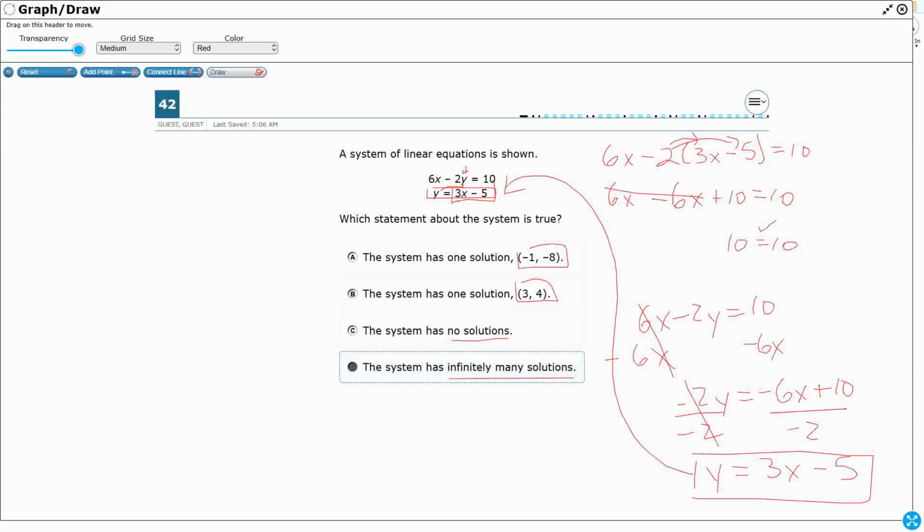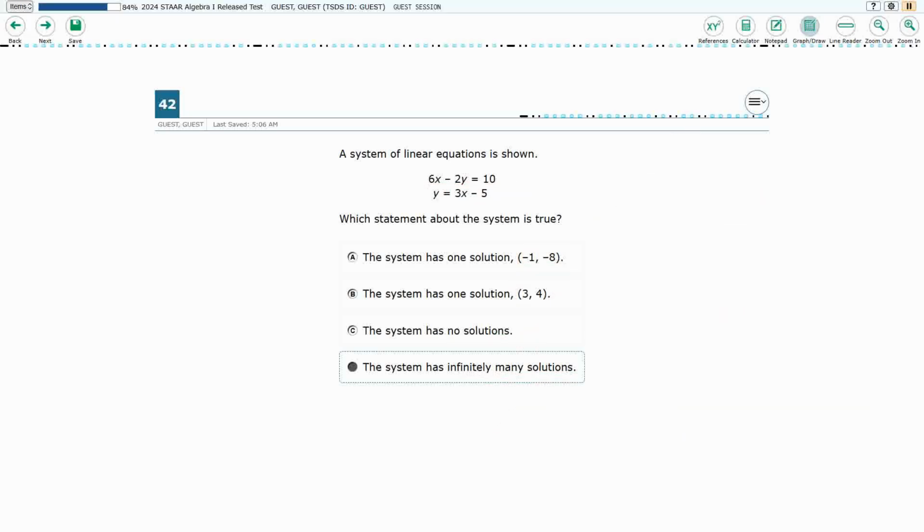So when you get a true statement like this 10 equals 10, that means you've got an infinite number of solutions, okay? And if it ended up being something that's incorrect, like a 5 equals 10, right, then that would be no solutions. But in this case, our answer is D.